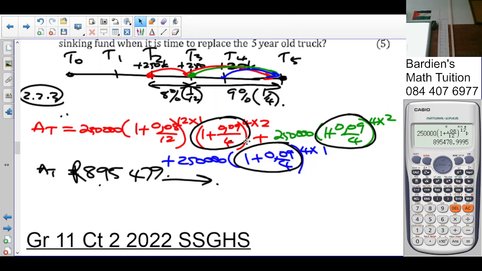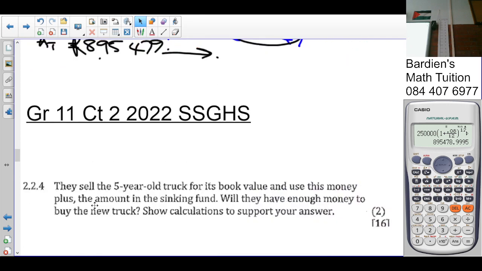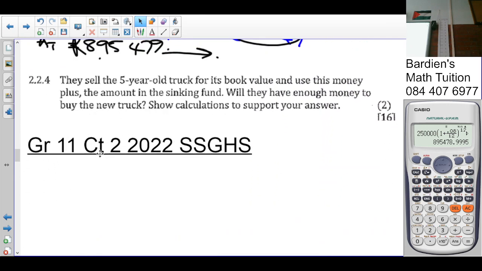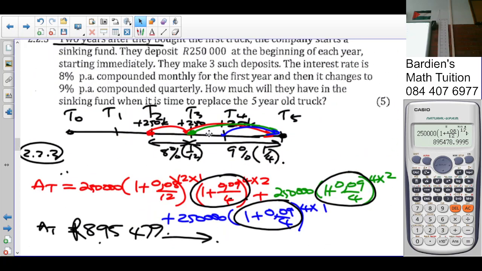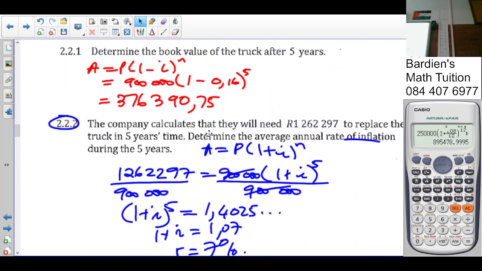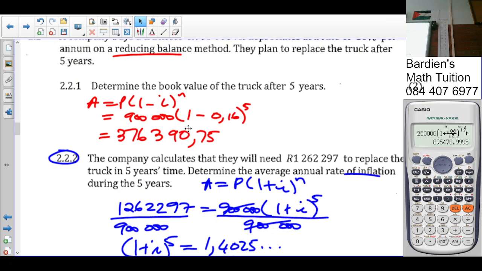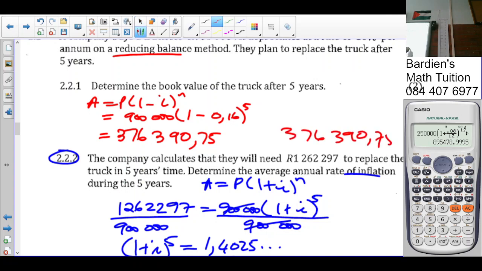Okay. Then the question says in 2.2.4, they sell the old truck for its book value. So what's the book value of the old truck? 376,000. This is right here. 376,390 rand and 75 cents.